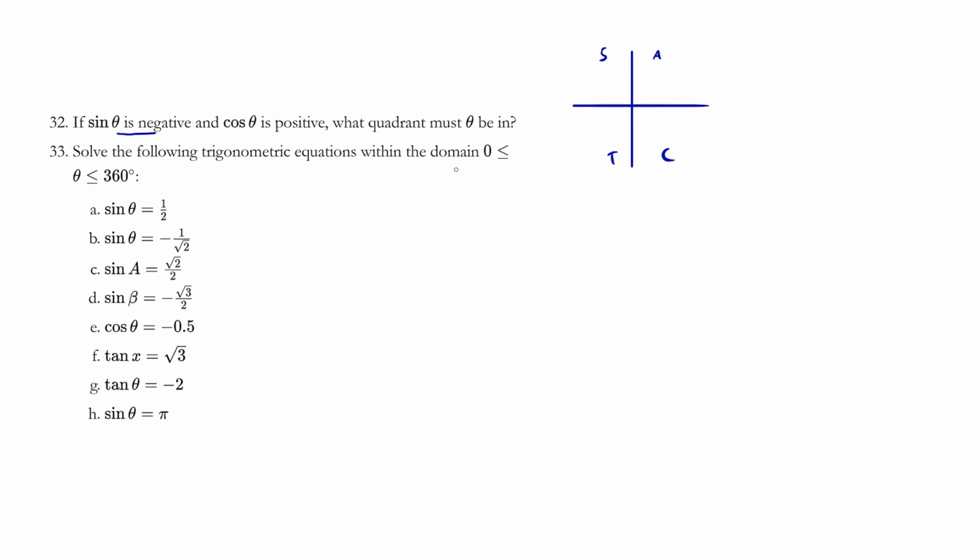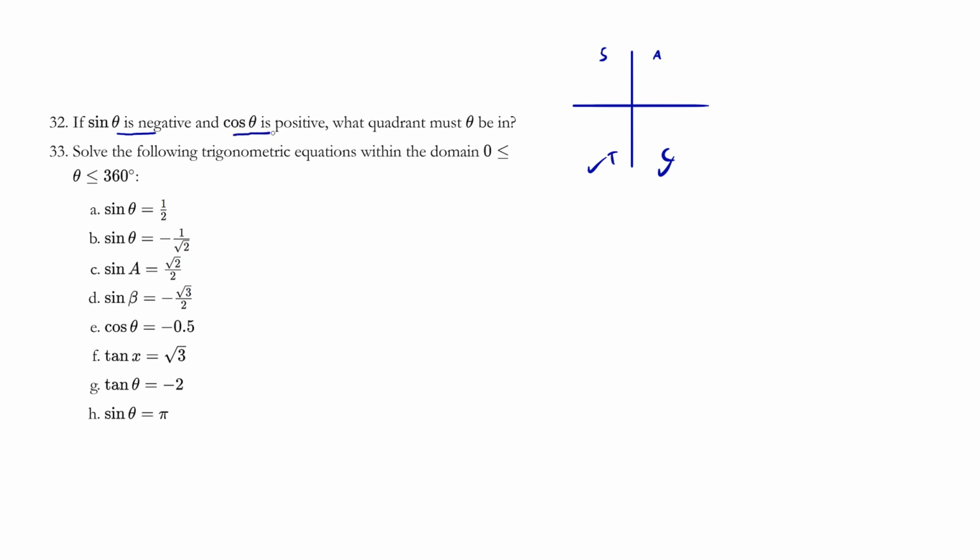So sine is negative. We know that sine is positive here and here. All things are positive, sine is positive. So therefore, sine must be negative here or here. So let me erase this because we're not talking about when sine is positive. We're talking about the opposite, when sine is negative. So it's got to be here.